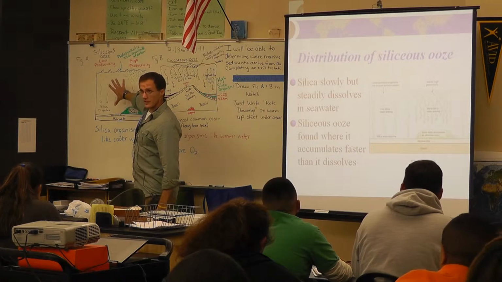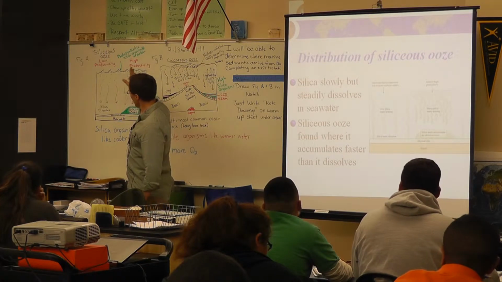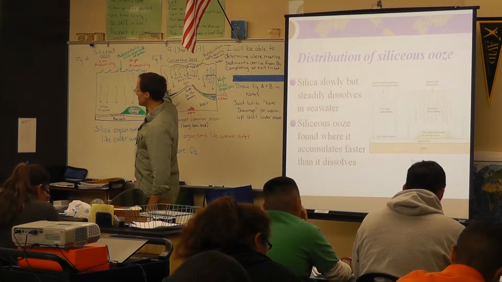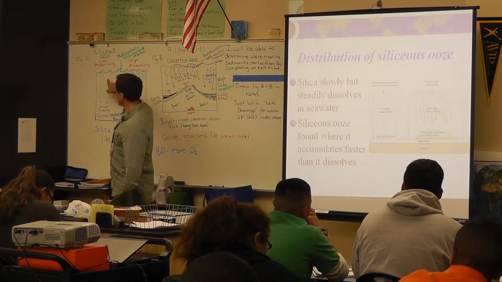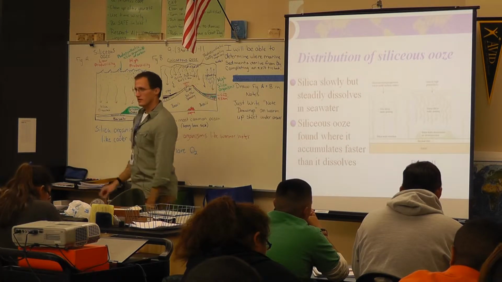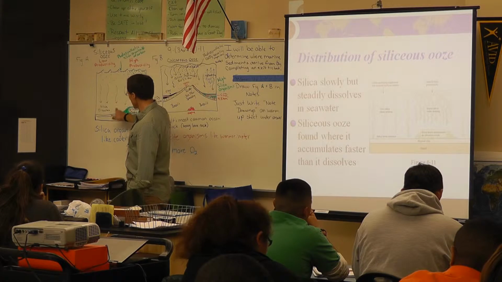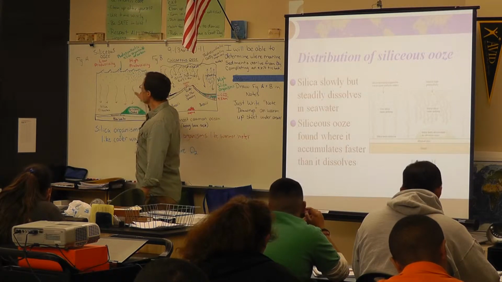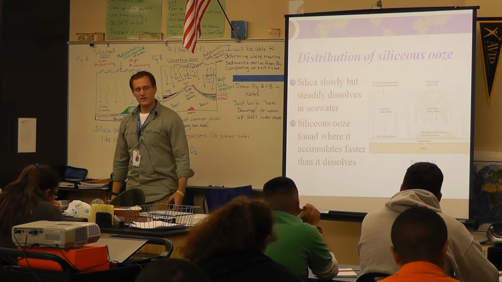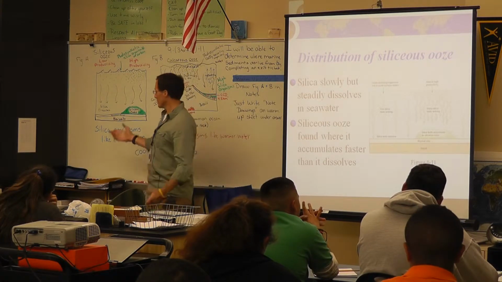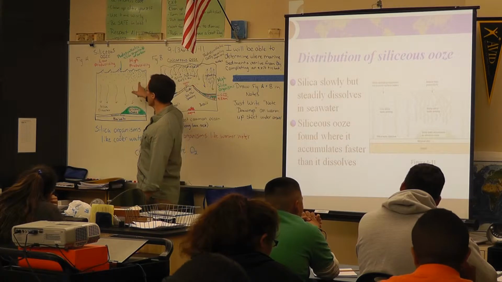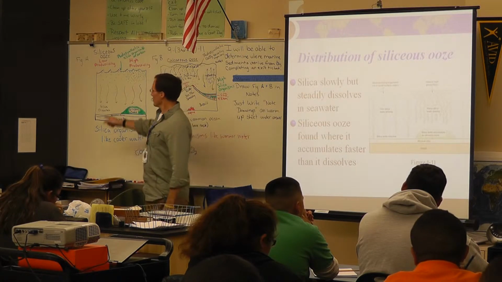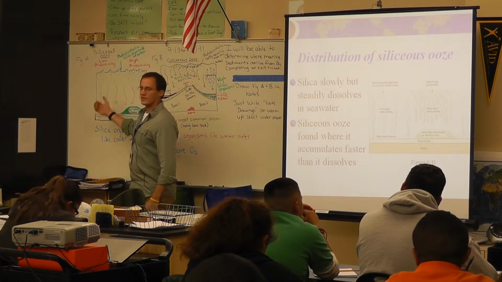Look at everything that's up here right now. On one side of the picture I have high productivity. On the other side I have low productivity. And if we notice on the ground, which side has the ooze? The one with high productivity. Okay, so that's something that we're learning so far. In order to have ooze, we have to have high productivity. With low productivity, it dissolves before it hits the ground.